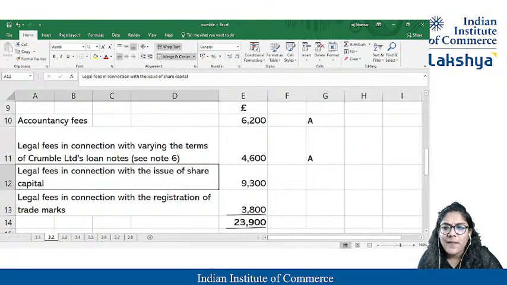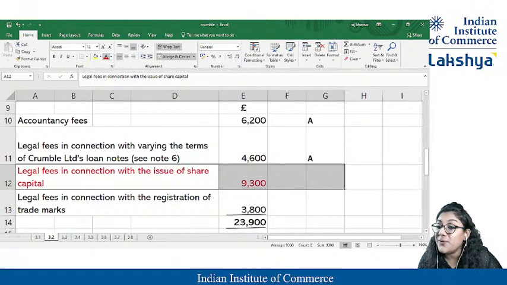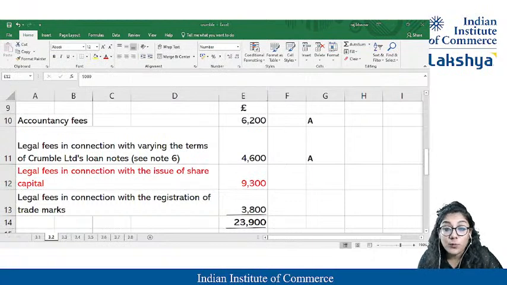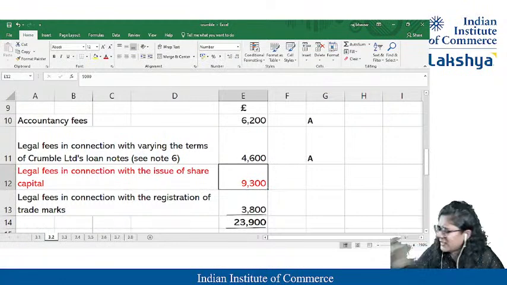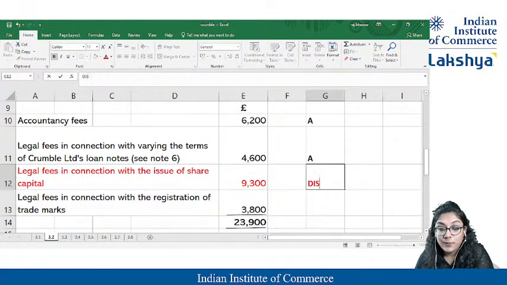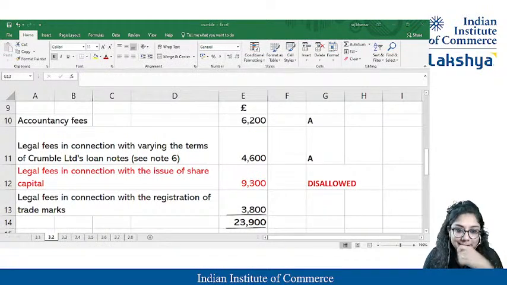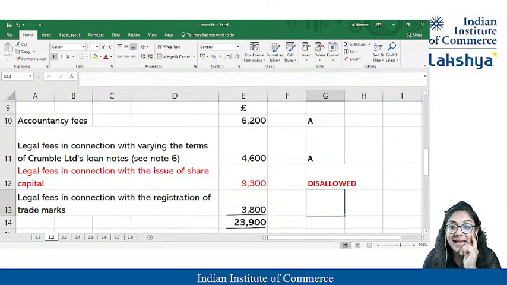But legal fees in connection with the issue of shares, not allowed. Because right now we know that with the issue of shares and all, it is not allowed, guys. It's disallowed. Students, if it is disallowed, what will I do? We need to add back. Yeah, you are getting it? Yes, ma'am, because you told that it is not allowed. So we'll add back.